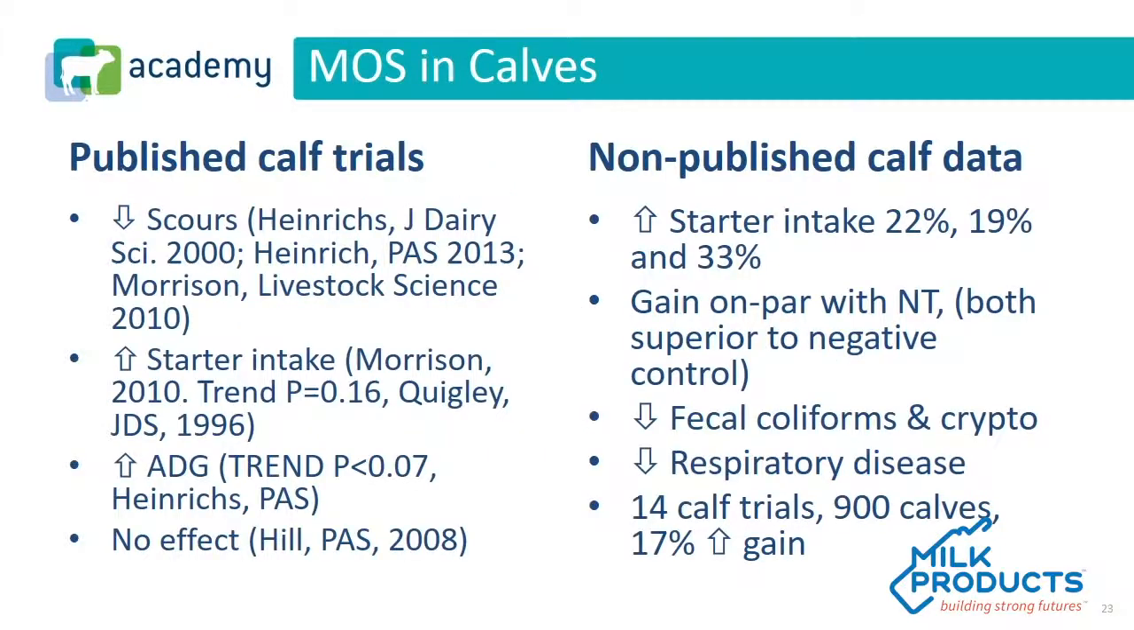When MOS is fed to calves, there are multiple trials showing the benefits of MOS in calves. Published calf trials demonstrate reduced scours, increased starter intake, increased average daily gain, and then older studies show no effect. In non-published calf data or experience, MOS fed to calves increases starter intake. It has gain on par with milk replacers with antibiotic in them, and decreased fecal coliforms, decreased respiratory disease, and shows increased gain across multiple studies.